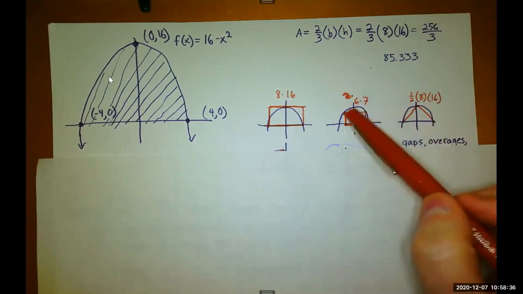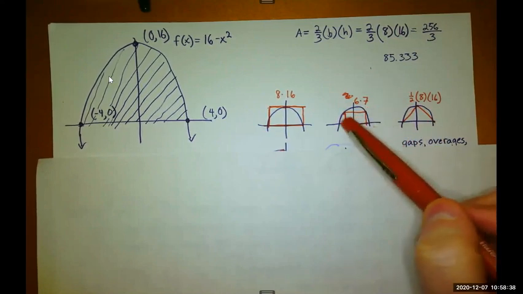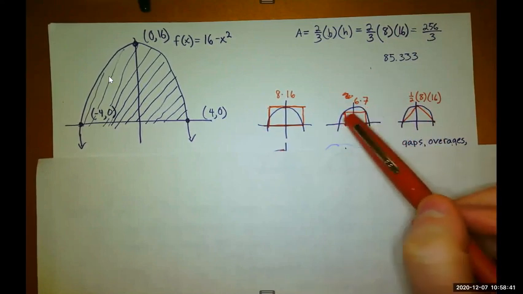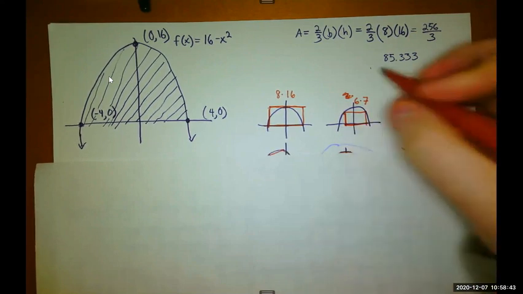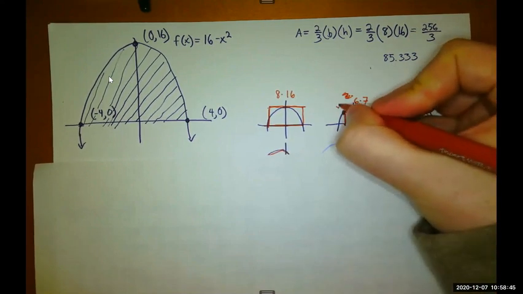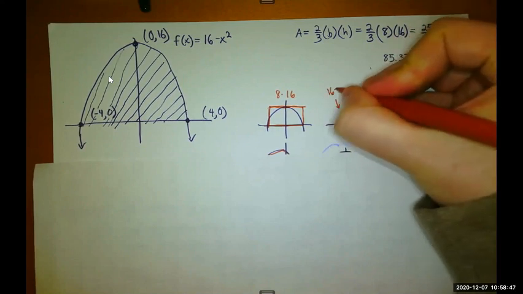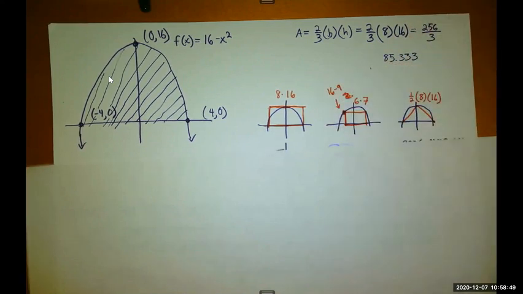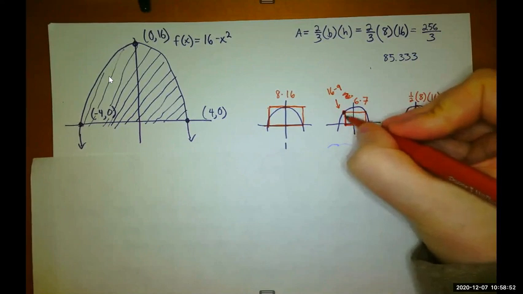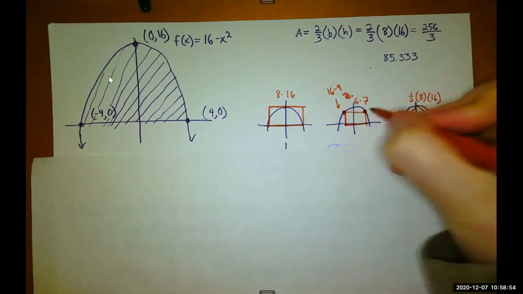Some of you might have just done a rectangle inside. So I did it from negative 3 to 3, and that's going to be 6 units. And then to get the height here, I did 16 minus 9. Why 16 minus 9, you say? Well, because this point is on the curve.